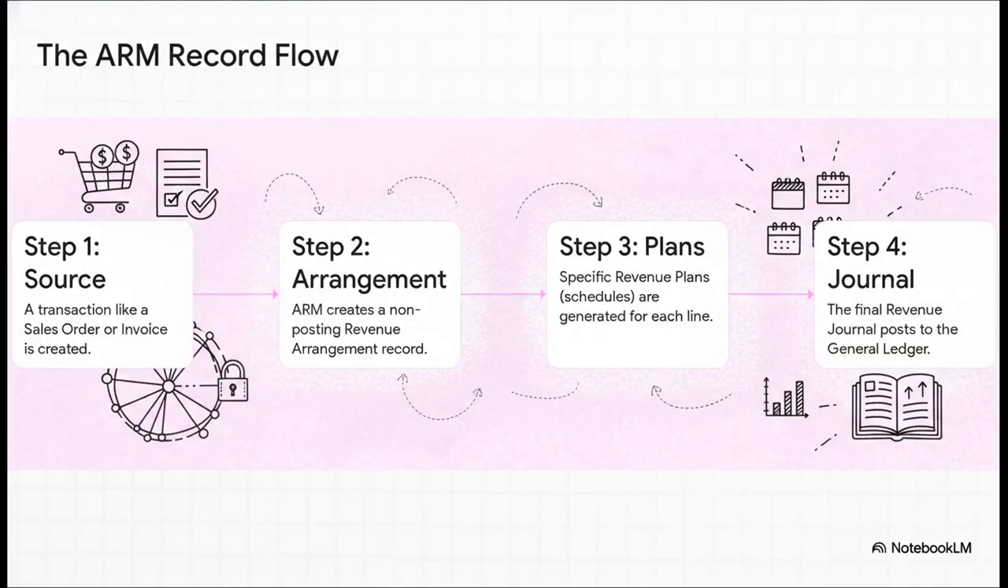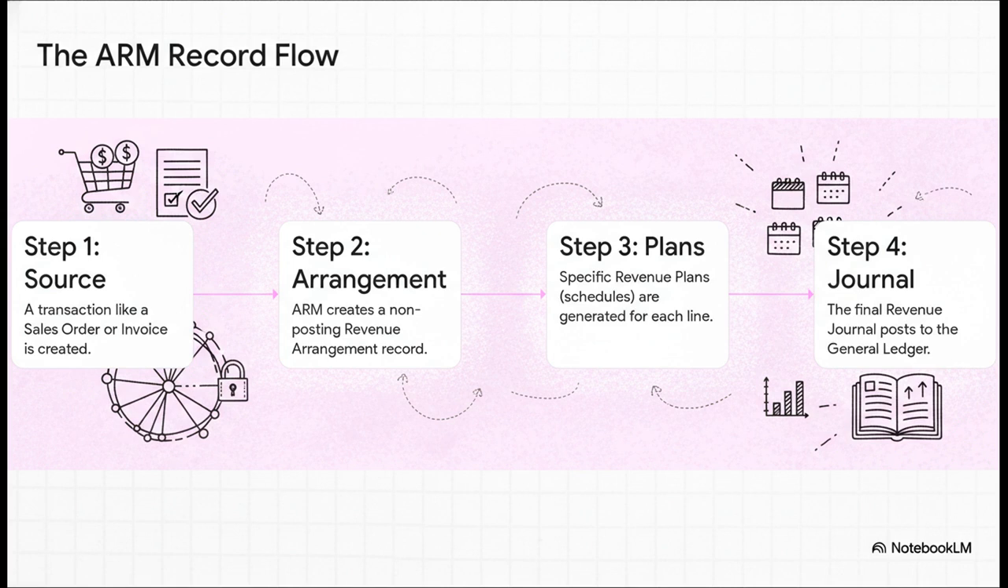It all follows this really clean 4-step flow. First, it kicks off with a source transaction, usually a sales order or an invoice. As soon as that's created, ARM automatically makes a special record called a revenue arrangement. Just think of this as the master contract for that sale. From that arrangement, it then generates the specific revenue plans for each item you sold. These are the actual schedules.